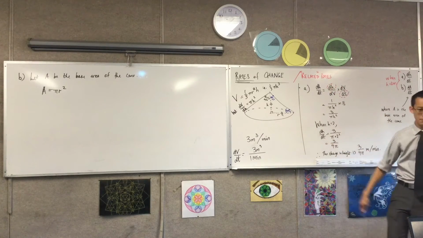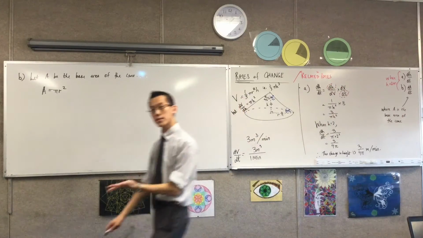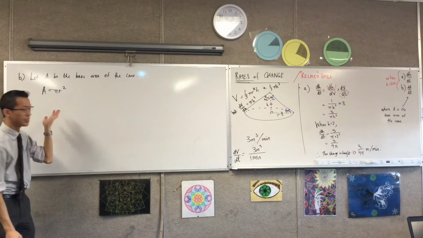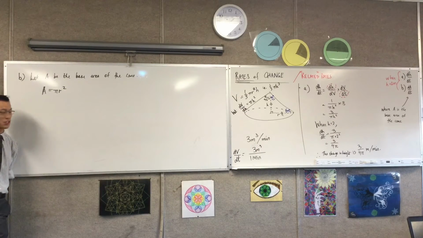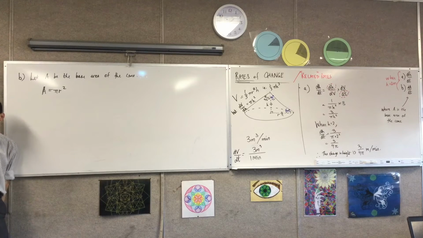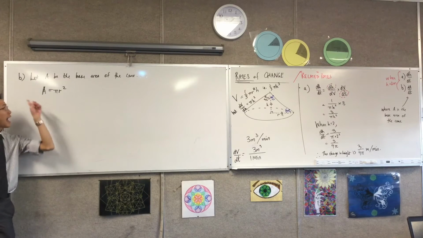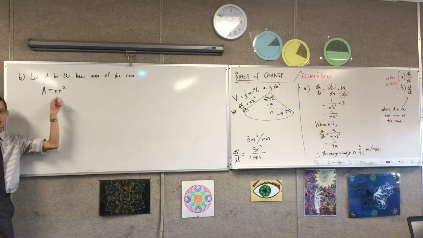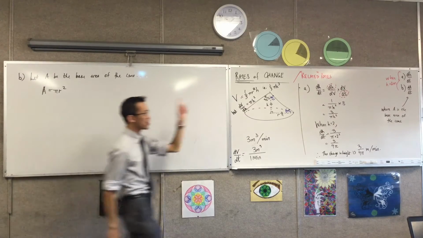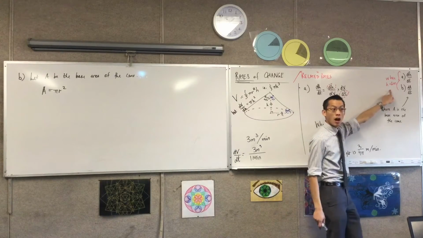I did skip over the step in part A. Now, once I've said this, I know what the area of a circle is, but I'm not going to work with this equation. I could. There's nothing incorrect about it, but it's just not the most direct path. I'm after how A is changing not with respect to radius, but with respect to height.